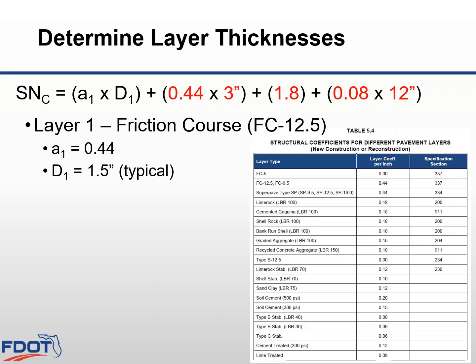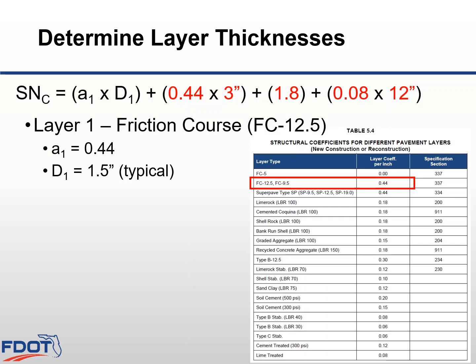So now that we know that our friction course will need to be FC 12.5, we need to determine the layer coefficient and thickness. Referring to Table 5.4 again, we see that FC 12.5 and 9.5 have the same structural value as our superpave courses. FC 12.5 and 9.5 are structurally equivalent to our structural courses, so our coefficient for our friction course in this example problem is also 0.44.